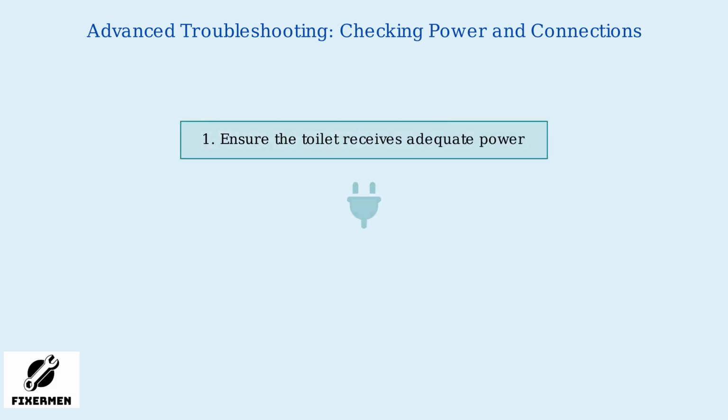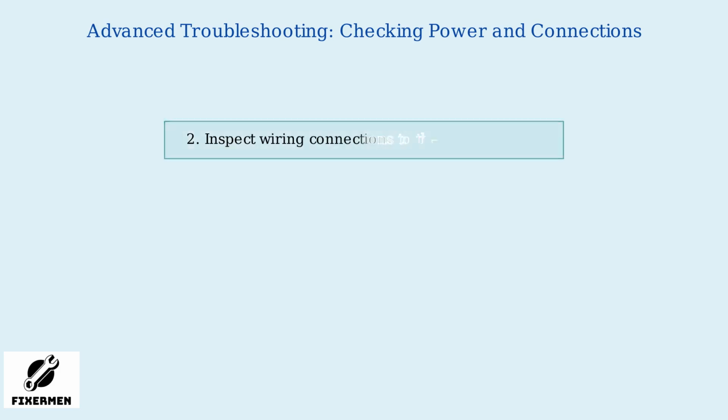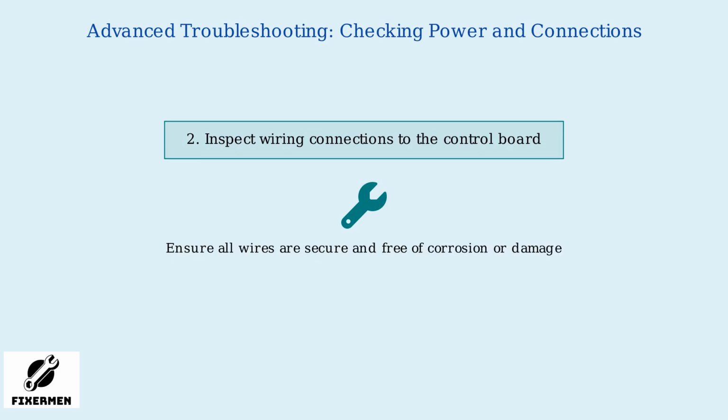If a simple reset doesn't resolve the error, the next step is to investigate the power supply and electrical connections to the control board. First, ensure the toilet is receiving adequate power. Check that the electrical outlet is functioning properly and providing stable voltage. Next, carefully inspect the wiring connections to the control board. Make sure all connections are secure and look for any signs of corrosion or physical damage to the wiring.